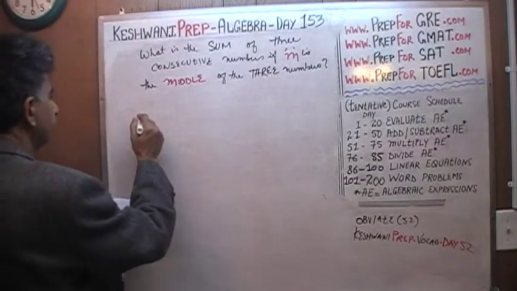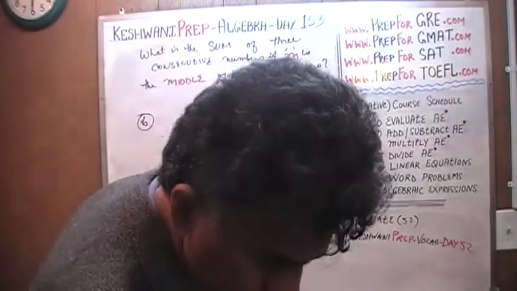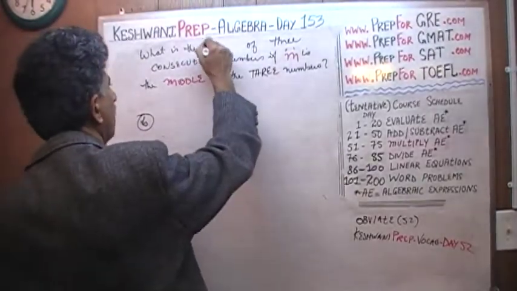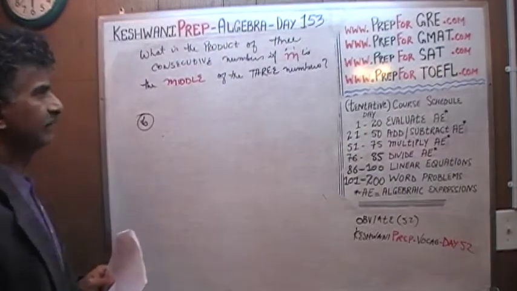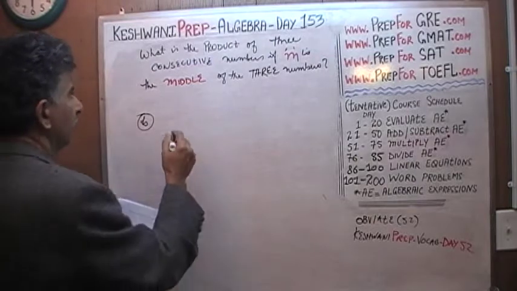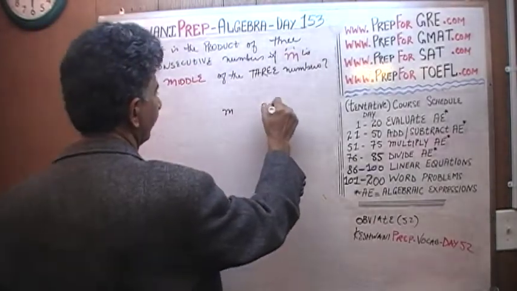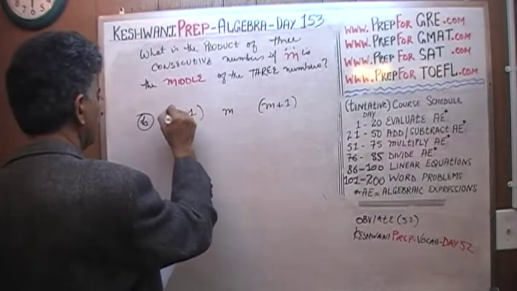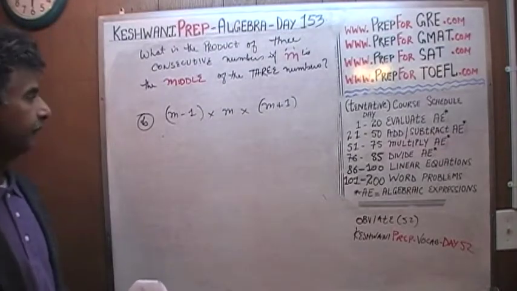Let's do the next problem. The next problem is, what is the product of 3 consecutive numbers if m is the middle one? Well, that's pretty straightforward. What is their product? Well, m is the middle one. The one after that is m plus 1. And the one before that is m minus 1. We want their product. Can't be any simpler than that.